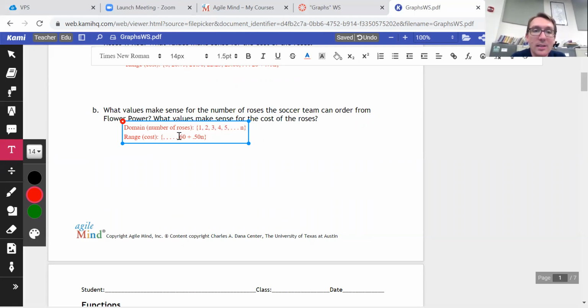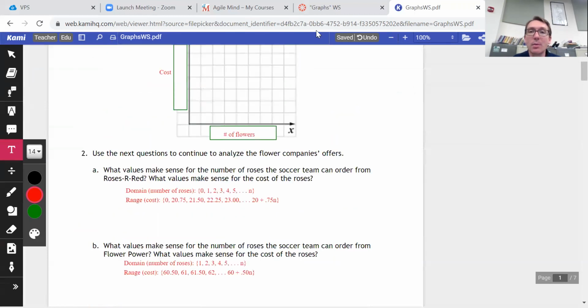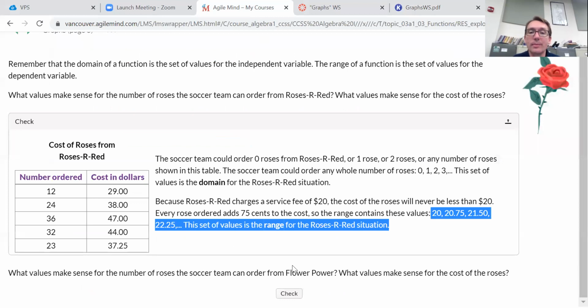Okay, so 1 rose costs $60 plus 50 cents, so $60.50. 2 roses costs $61. 3 roses costs $61.50. That's another 50 cents per rose. And 4 roses costs $62. And so on and so forth. Whatever it is, you just take the number of roses you buy, multiply by 50 cents, and add it to 60. And there you go. So that's what we're looking for with our roses.